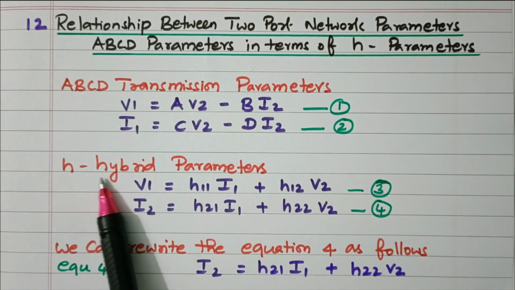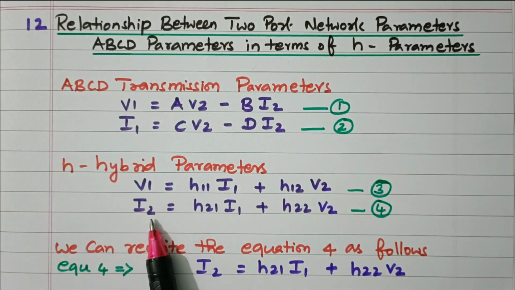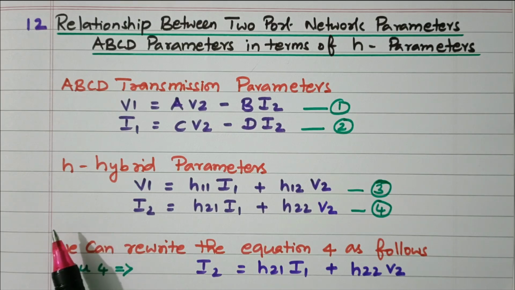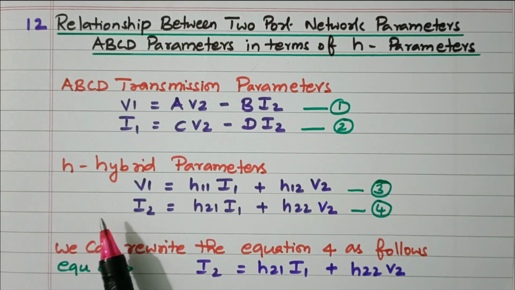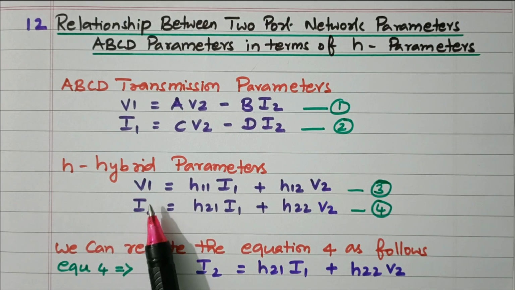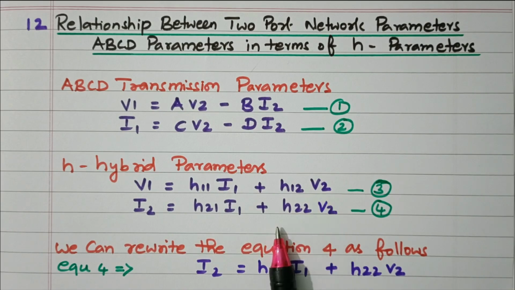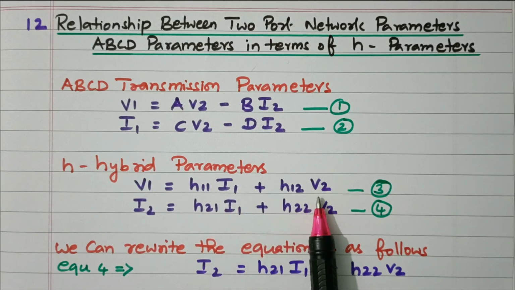H parameters, hybrid parameters, V1 and I2. Here both current and voltage are available, so that is called a hybrid parameter. In Z and Y parameters, current is expressed in terms of voltage, or voltages are expressed in terms of current. But here both are available. Input port voltage and output port current are expressed in terms of input port current and output port voltage. V1, I2 are expressed in terms of I1, V2.